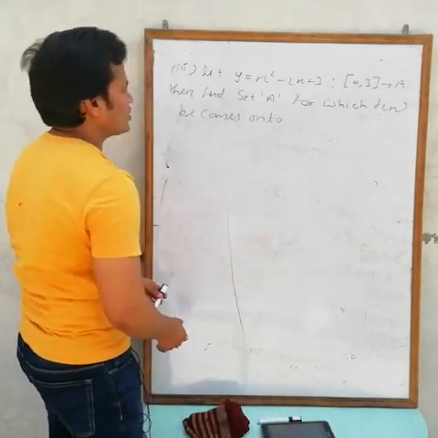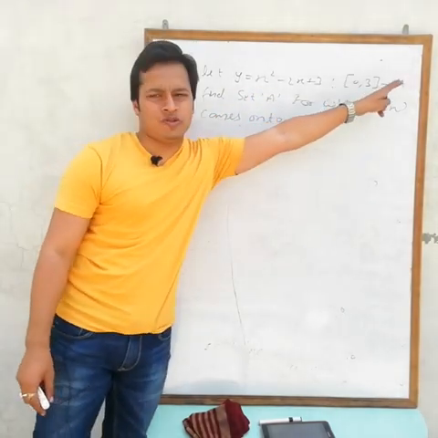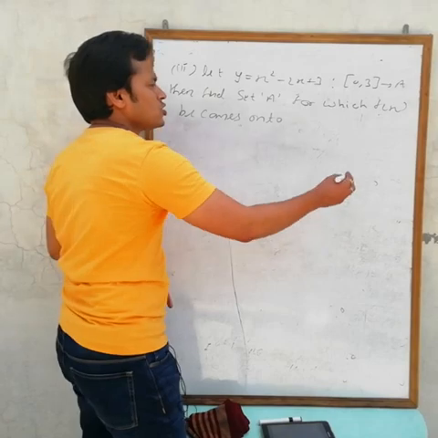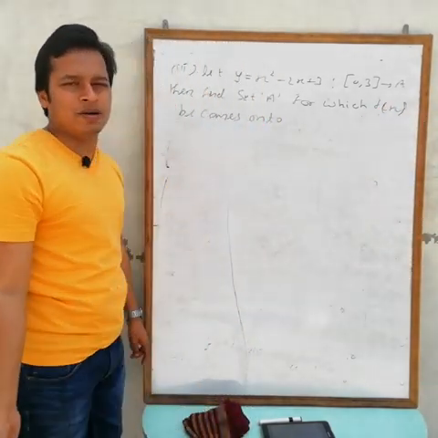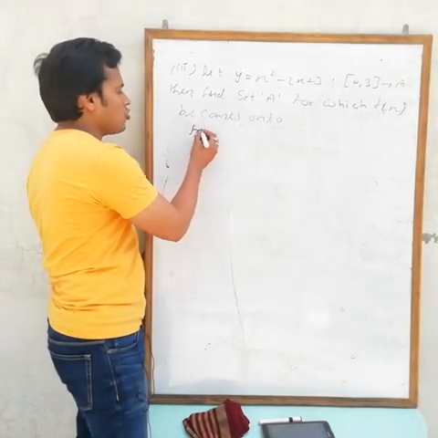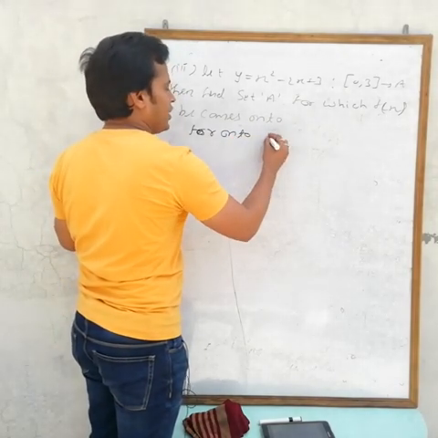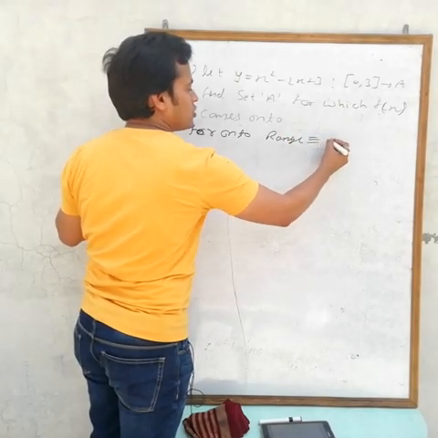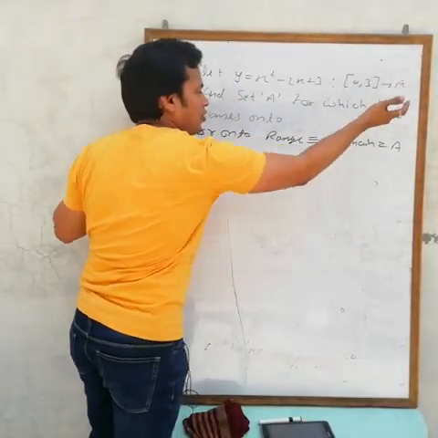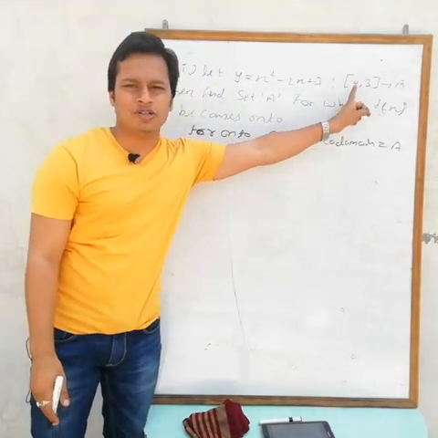Now the function is defined as x square minus 2x plus 3 from this set to this set. It means this is the domain and this one is the codomain. Then find the set A for which f(x) becomes onto. f(x) becomes onto means range becomes codomain. It means codomain must be equal to range, and the codomain is A. So just A equals range. It means I have to find the range of this function for the interval 0 to 3.